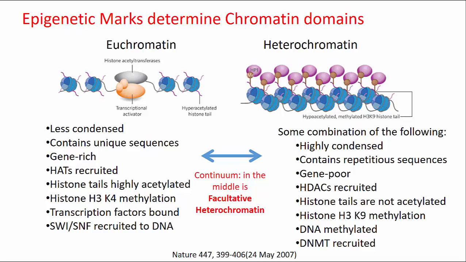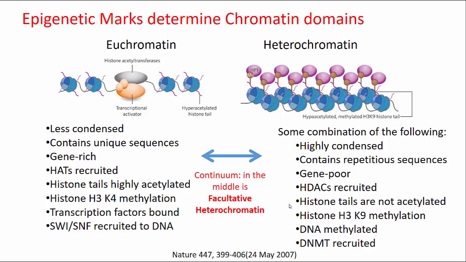In contrast, heterochromatin is very highly condensed. Definitely regions of the genome that have a lot of repeats tend to be heterochromatic, and it tends to be regions of the genome that don't have a lot of genes in them. In these regions, histone deacetylases tend to be recruited, the histone tails are not as acetylated, and certain types of histone methylations are present. The DNA is methylated in heterochromatin, and DNA methyltransferase is what methylated those CpGs.